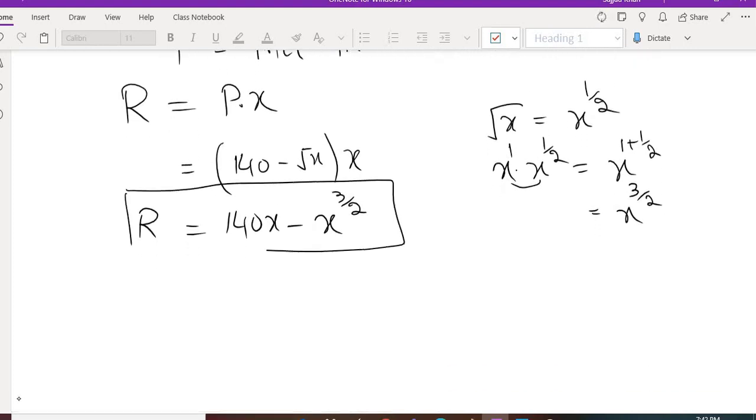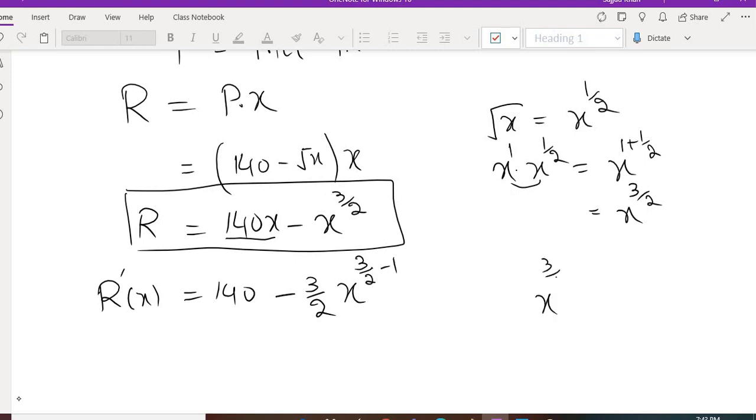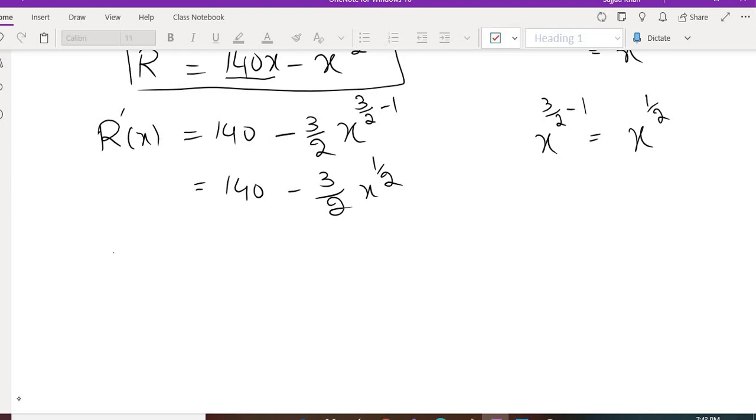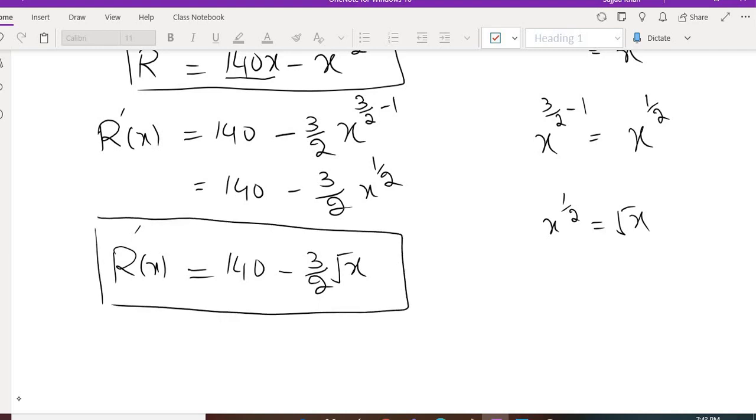Now we have the revenue. What we have to do is find the marginal revenue, so we need to find R prime of x. The derivative of this one would be 140 minus the derivative of this term: the power comes in front as a coefficient, and we subtract 1 from the power, giving x to the power 1 over 2. That simplifies to 3 over 2 x to the power 1 over 2. Since we were asked only to find the marginal revenue, it is 140 minus 3 over 2 square root x. That is the marginal revenue function.